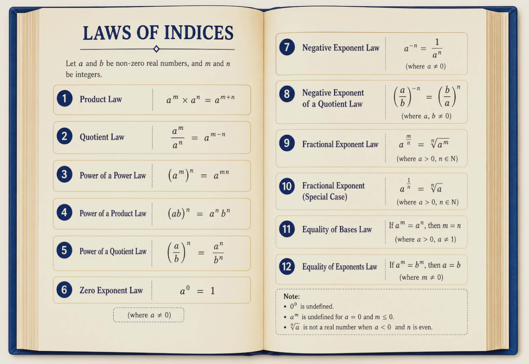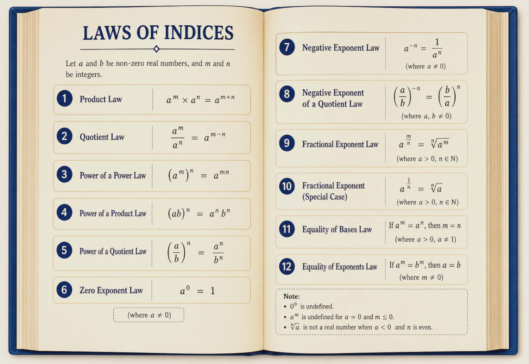Now we have the same base. We pick one of the bases. We pick a. Then the multiplication will change to addition. That is, we are going to add the index or the power or the exponents, but we are not adding the base. You pick one of the bases, you add the index or the exponent. That's why you have a raised to power m plus n.